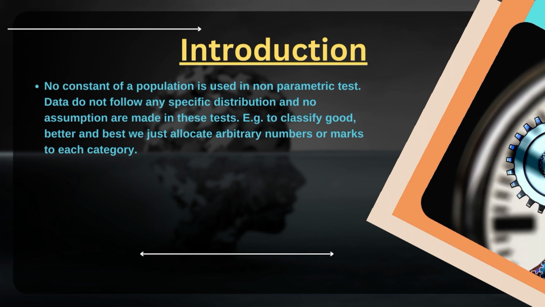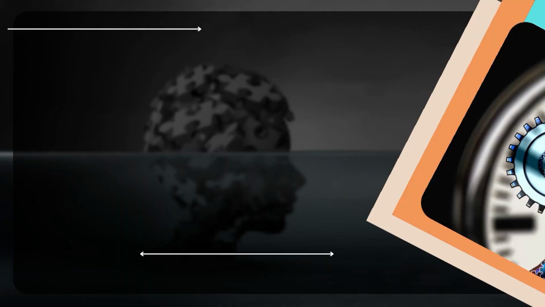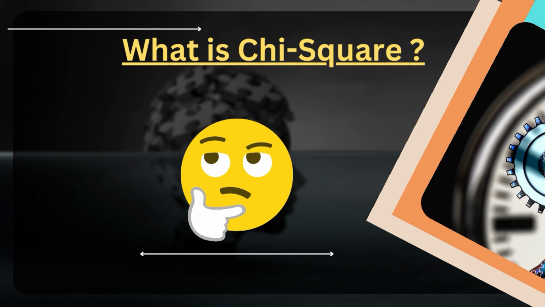Data do not follow any specific distribution and no assumptions are made in this test. For example, to classify good, better and best, we just allocate arbitrary numbers or marks to each category. This statistical test follows a specific distribution known as chi-square distribution. So let us understand what is chi-square.